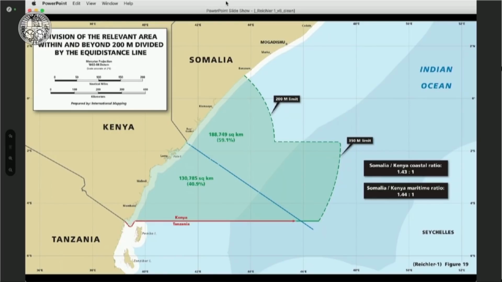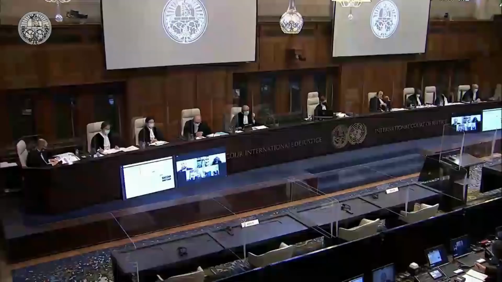This is a ratio of 1.44 to 1 in favor of Somalia. This is almost identical to the ratio of the parties' coastal lengths, which is 1.43 to 1 in favor of Somalia. The equidistance line thus passes the court's disproportionality test. There is no disproportionality here, let alone the kind of significant or gross disproportionality that would justify an adjustment of the equidistance line.